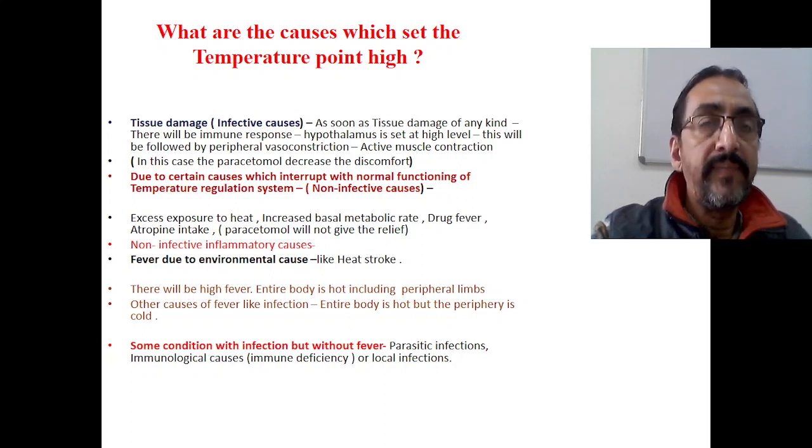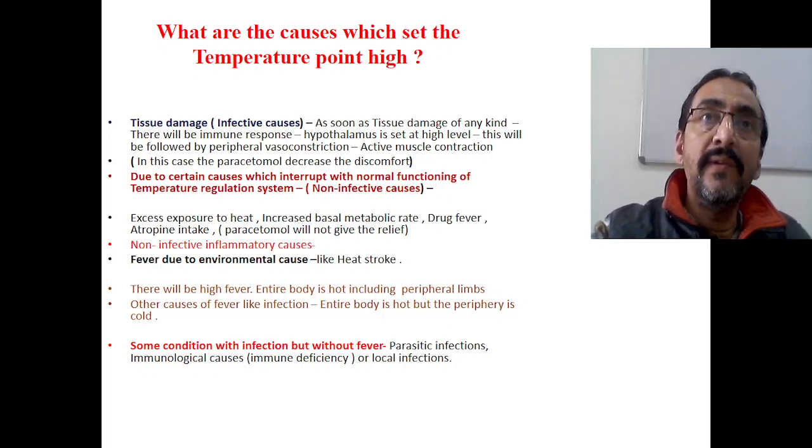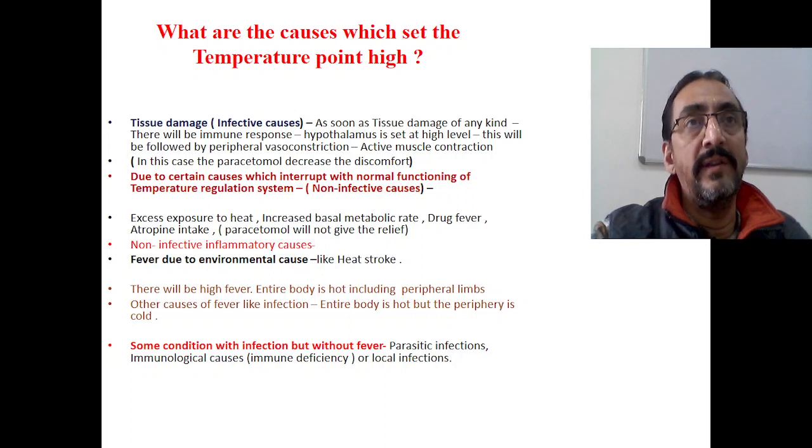Now here there is no infection at all. Infection may be a remote precipitating factor for all the events, but at the spot, presently, there is no infection. Therefore we will call it non-infective inflammation. It may be rheumatic heart disease, it may be rheumatoid arthritis, or any other autoimmune disorder.